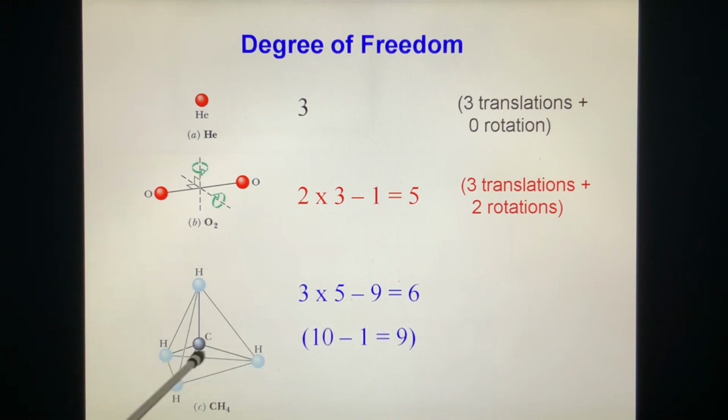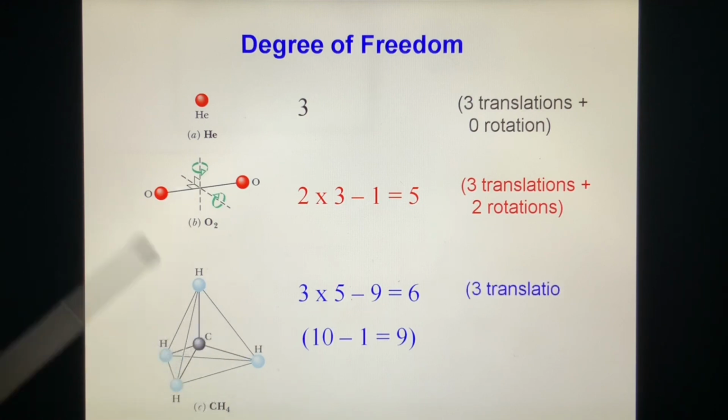We look at it in other ways. The whole molecule can rotate and can translate. They have 3 translational degrees of freedom and 3 rotational degrees of freedom.